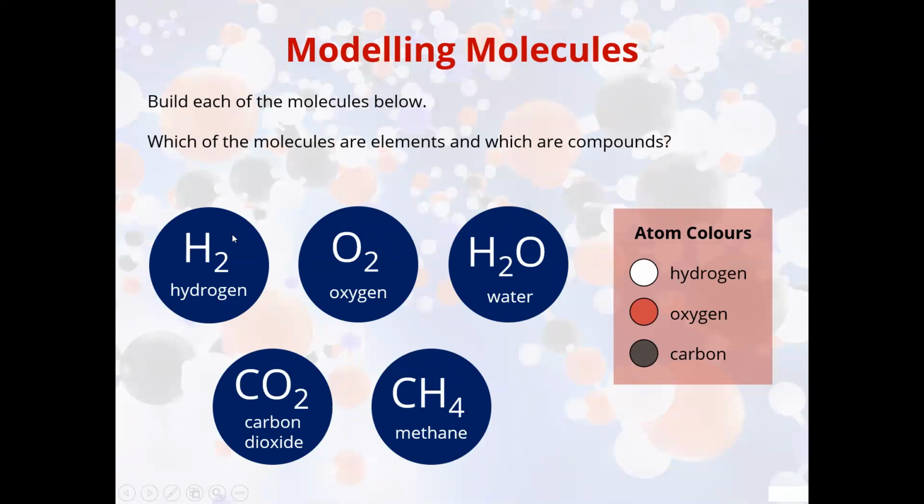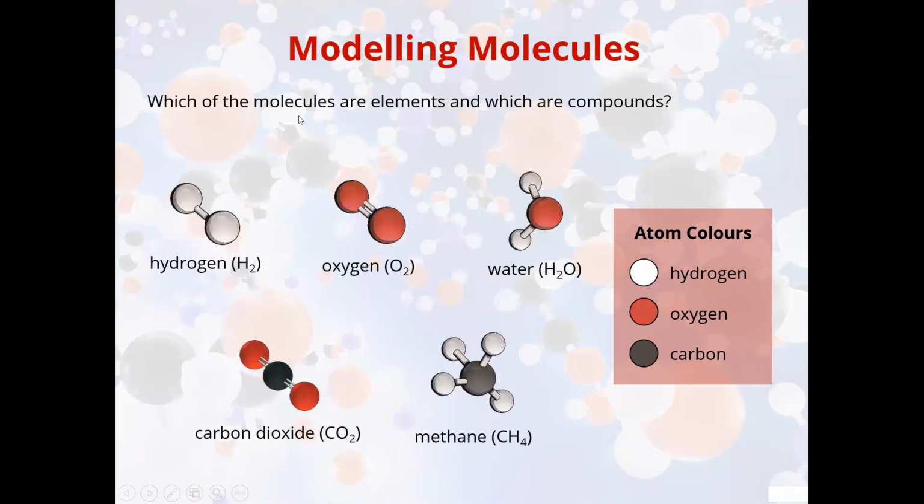And we can build each of the molecules shown below, and it asks which of these molecules are elements and which are compounds. So elements is when you only have that one type of atom present, or one element just means like, you got just hydrogens, just oxygens. Water, carbon dioxide, and methane will be compounds because you got 2 atoms of hydrogen and 1 oxygen, 1 carbon and 2 oxygens, 1 carbon and 4 hydrogens. So you can see that there are 2 elements.